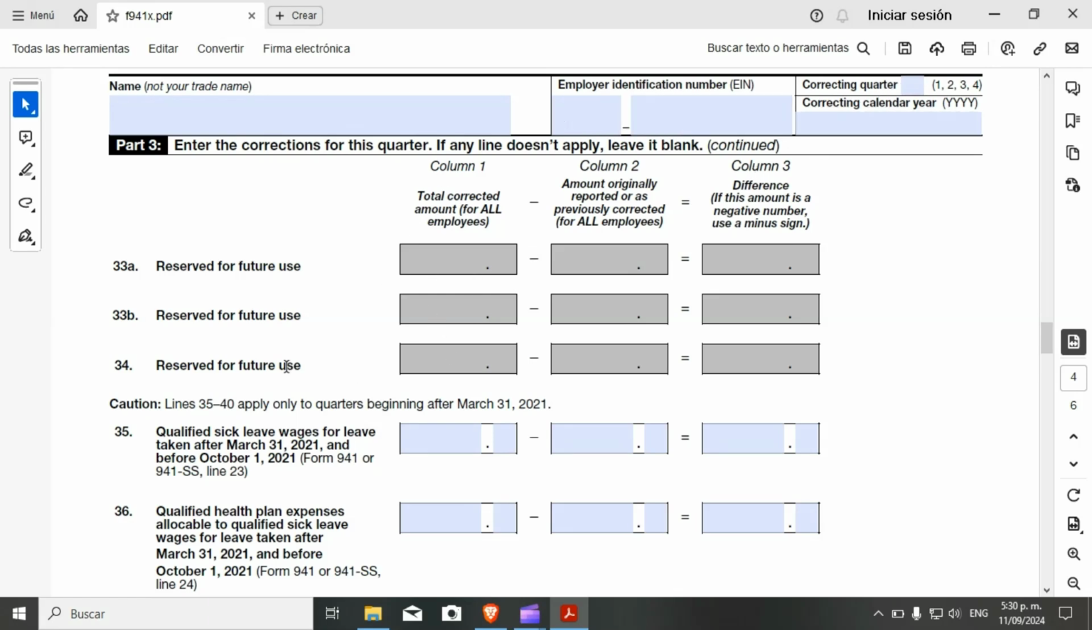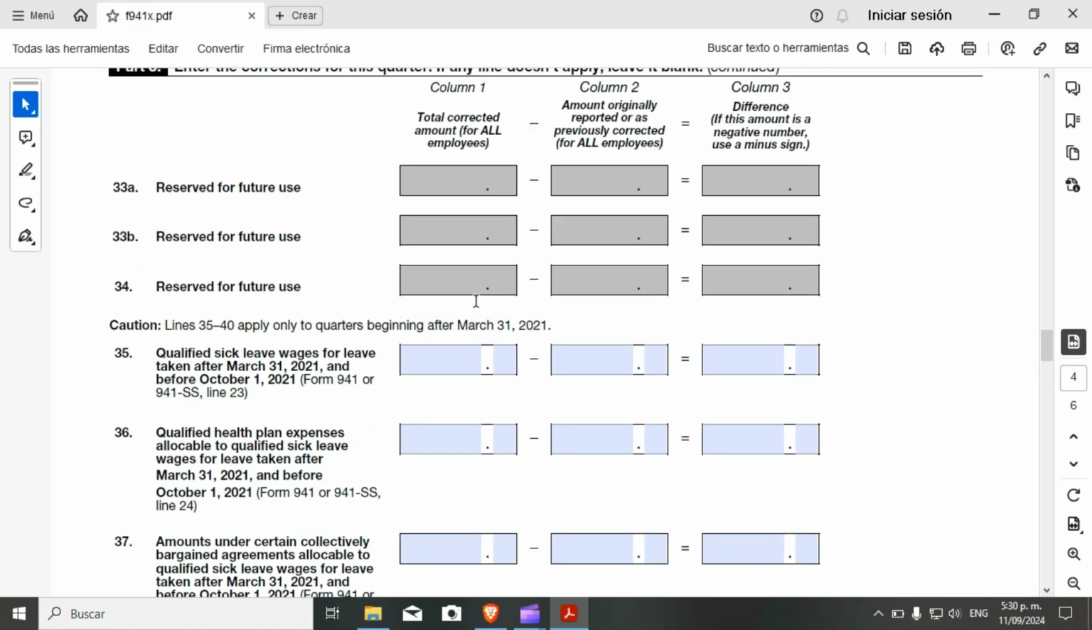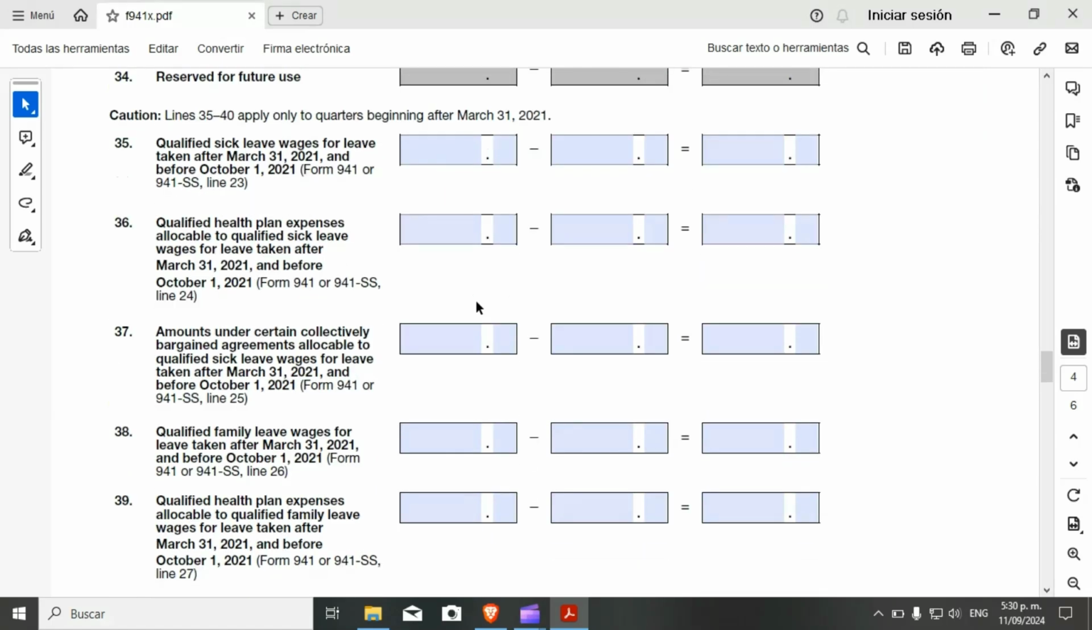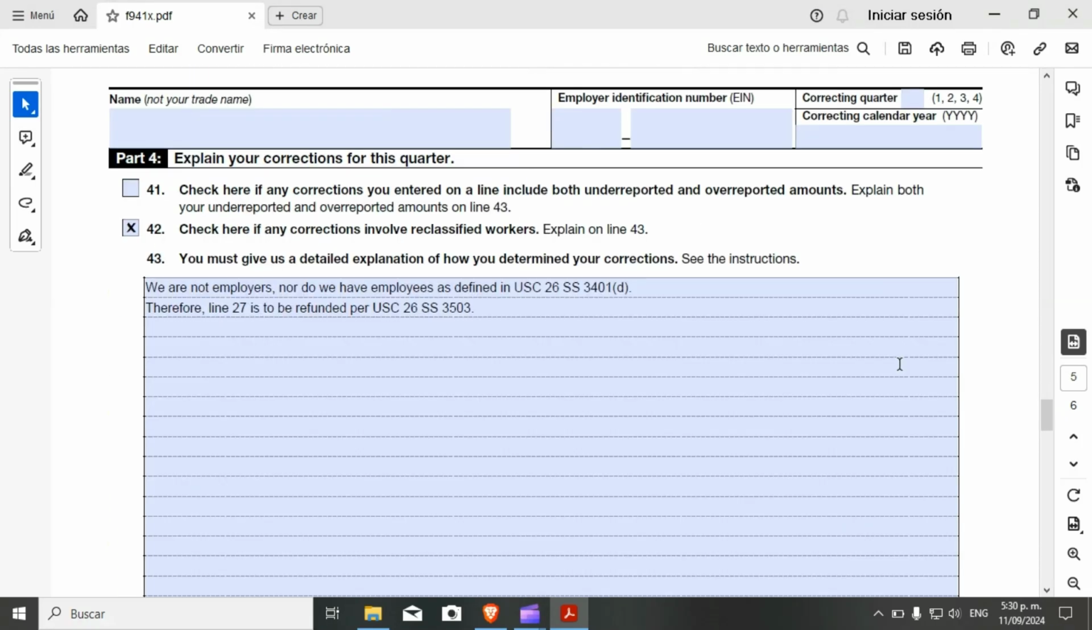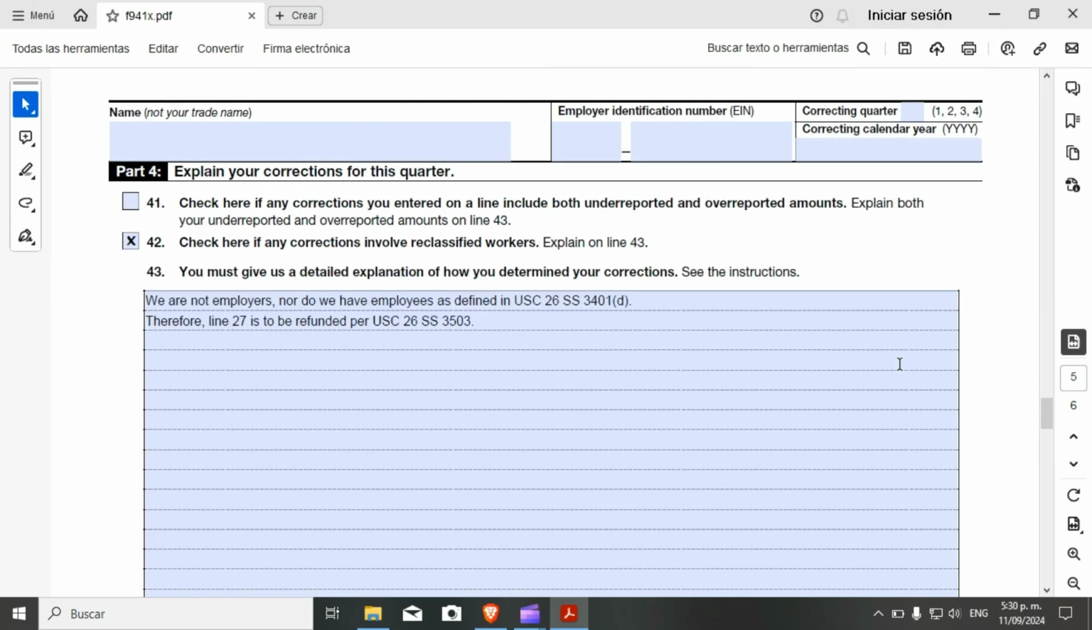And then just leave this blank. It says reserved for future use. You can leave that alone. And then this information, qualified sick leave wages, again, zeros. If you had paid anything towards this previously, put that in here, and then have your total here, which will be a negative amount, which is part of what you're going to get returned, right?